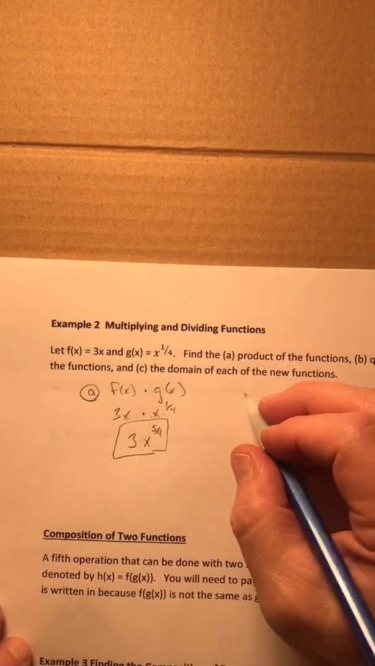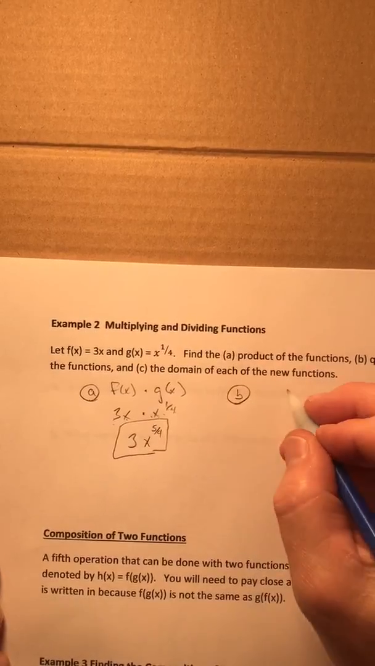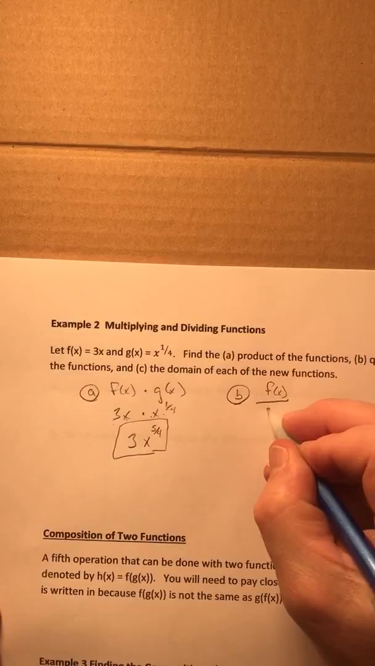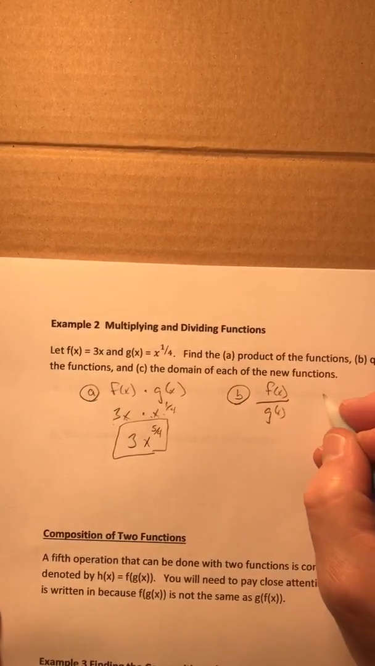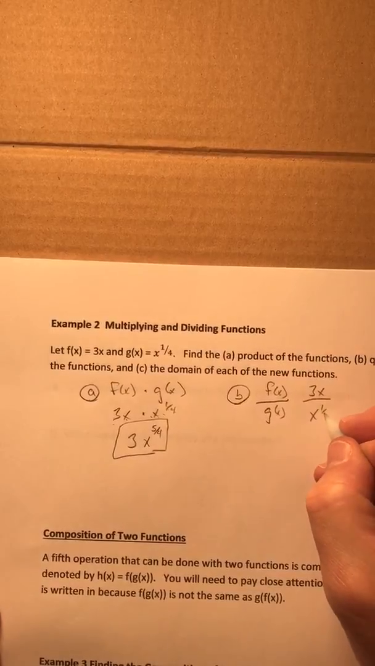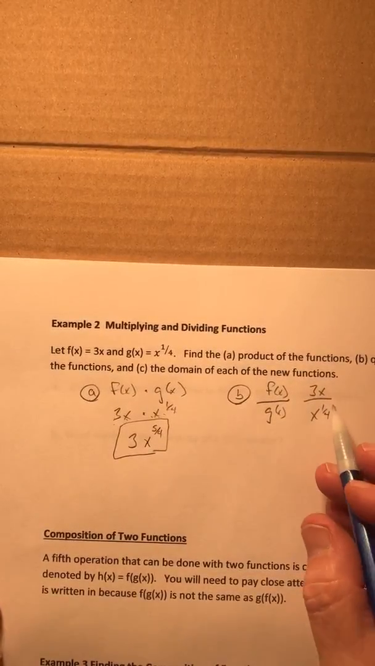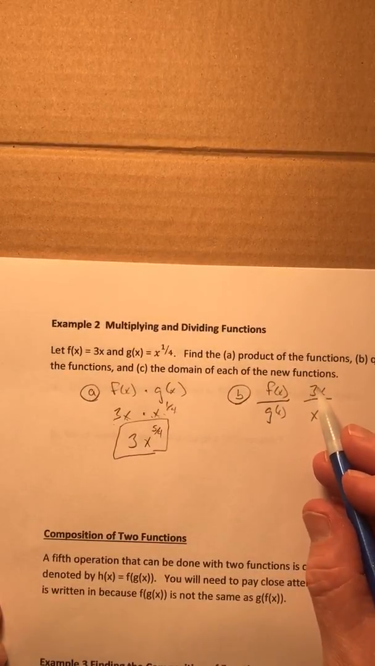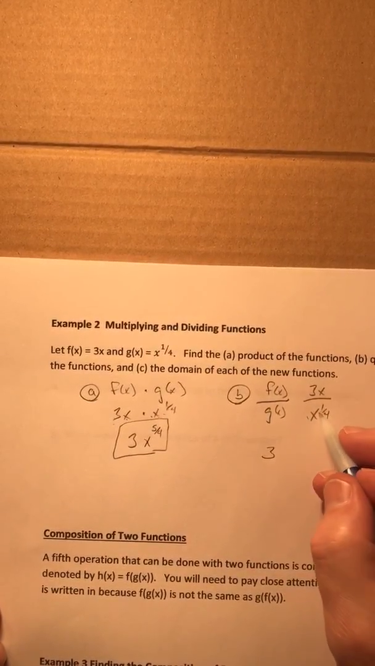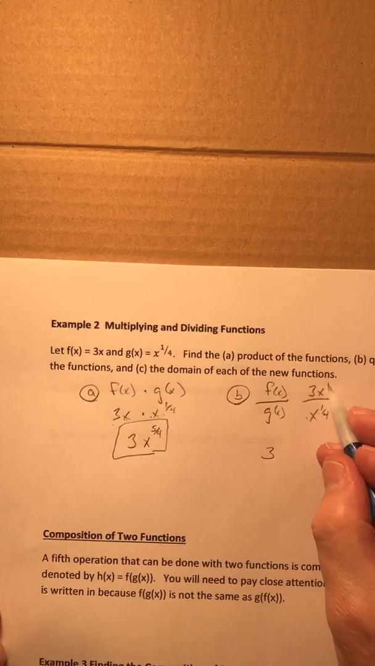And for b, we're going to divide. Now we have f of x divided by g of x, which gives us 3x divided by x to the 1/4 power. Again, division: 3 divided by 1 is 3. Then x divided by x to the 1/4. Remember, this is x to the first.